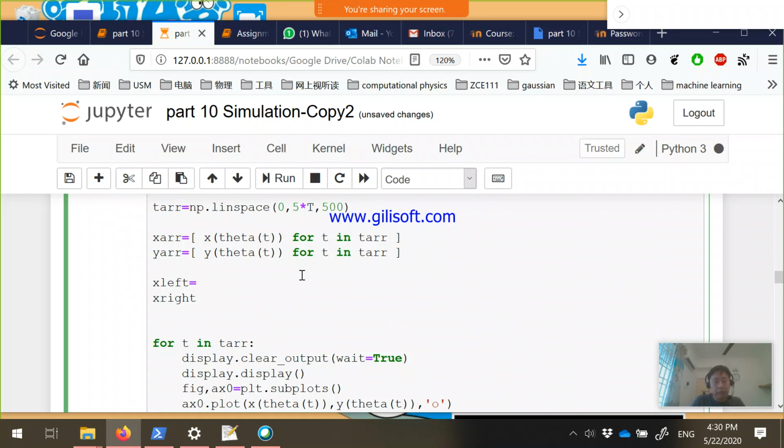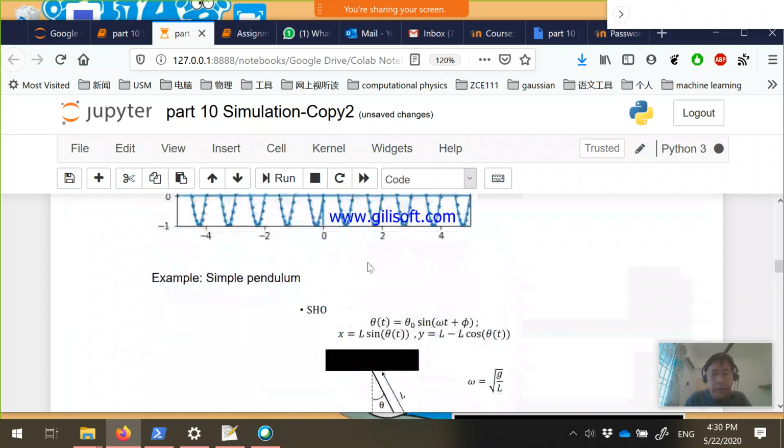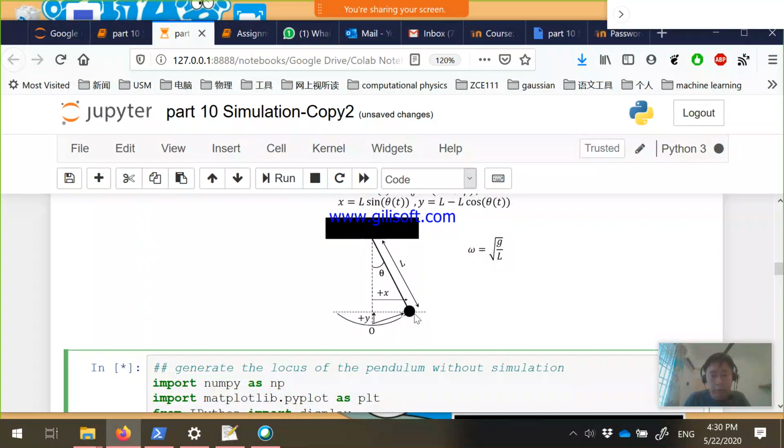x left should be a value which is equal to... Now there are different ways you can do that, okay? So I would say this to be L times np.sine of negative theta dot. Then the x right is this value, and it should be positive. So this makes sense to me because I know that x is always oscillating from this point to that point.